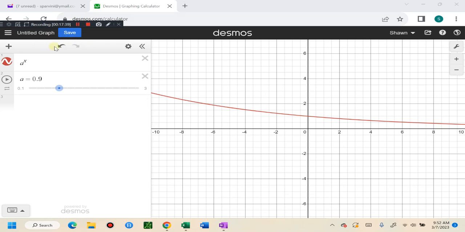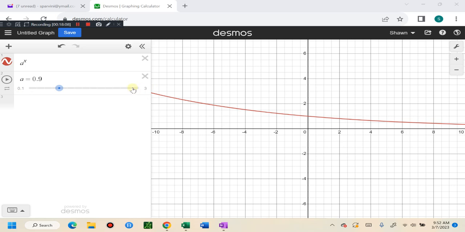Well, let's take a look at the graph on Desmos here. What I've done is I have this function a to the x in general, and then I'm going to allow a, the base, to change within the valid values. Remember, a has to be positive, so I'm starting at 0.1. I'm going to 3. You can go to infinity, but this will do.